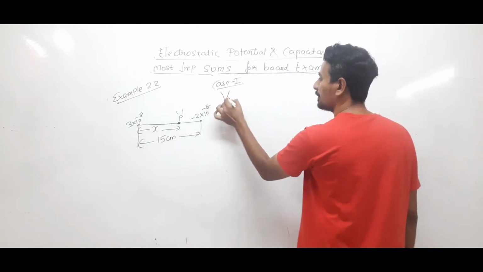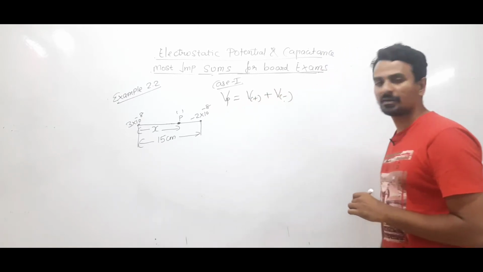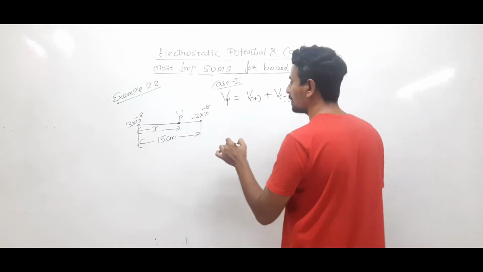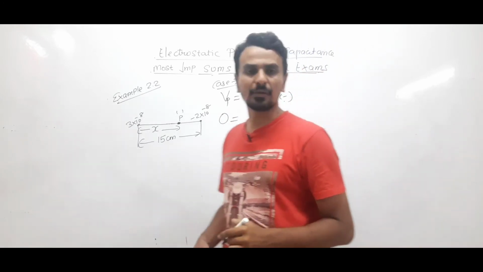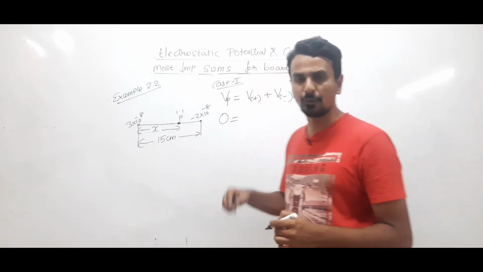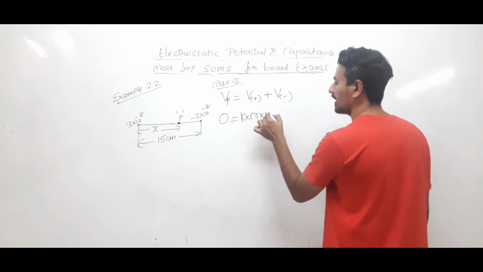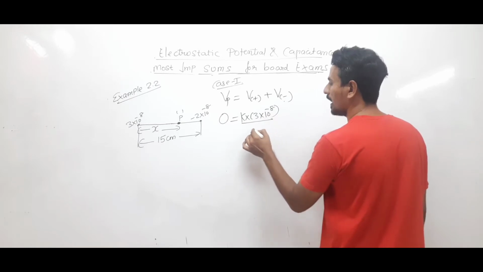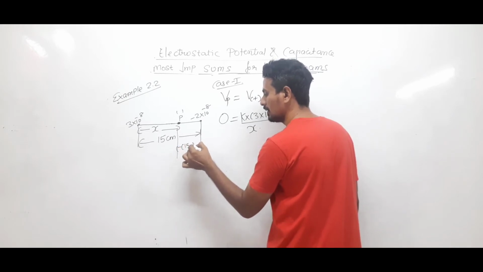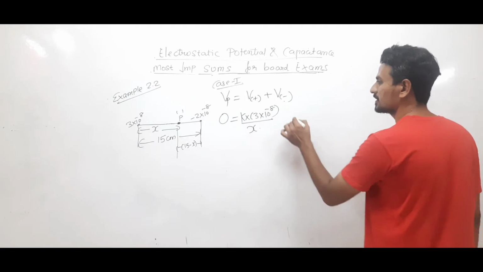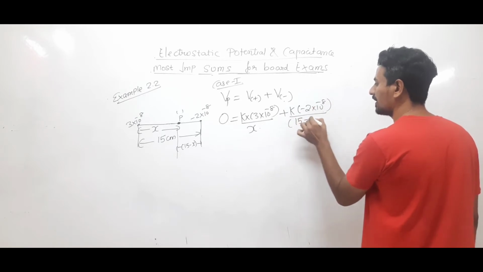So potential at point P will be potential due to plus charge plus potential due to minus charge. According to the question, you have to find the distance where potential becomes 0. So potential is 0. Potential due to positive charge: what is the potential produced by a point charge? KQ by R. You don't have to put a vector sign because potential is a scalar quantity, right? So K into 3 into 10 raised to minus 8 upon x, that means this distance is x. And this will be 15 minus x, right? Plus K into minus 2 into 10 raised to minus 8 upon 15 minus x.